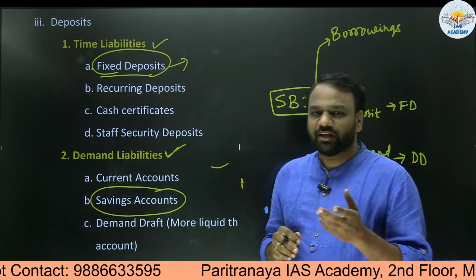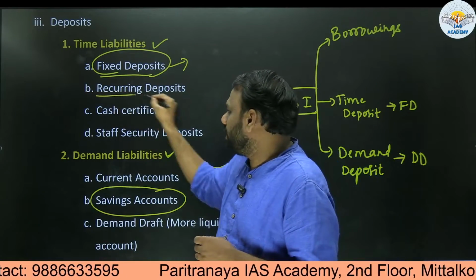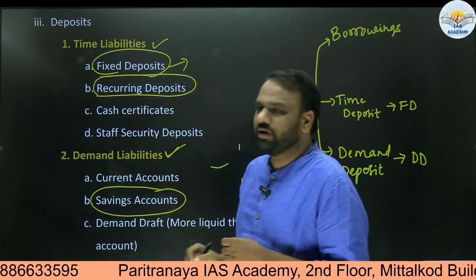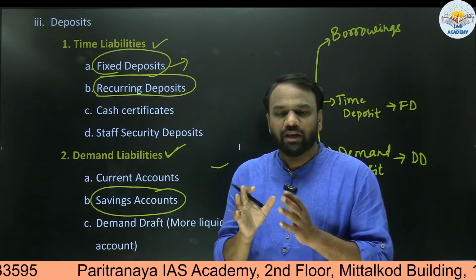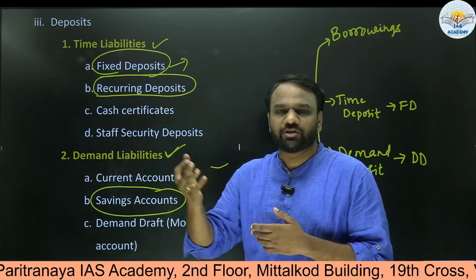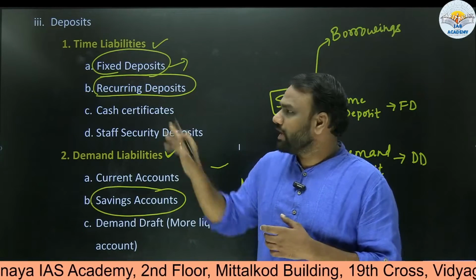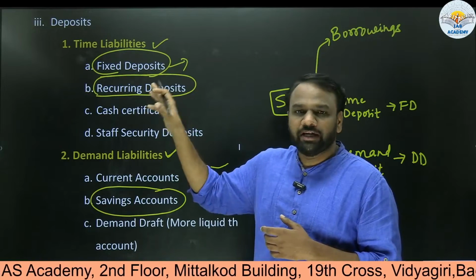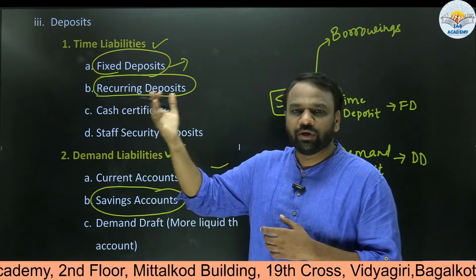Apart from fixed deposits, what are the other examples? We are all aware of recurring deposits. In fixed deposits, initially a lump sum amount is deposited, whereas in a recurring deposit, every month you deposit an amount. Here also you cannot withdraw at any time. Only after the maturity period can you withdraw.